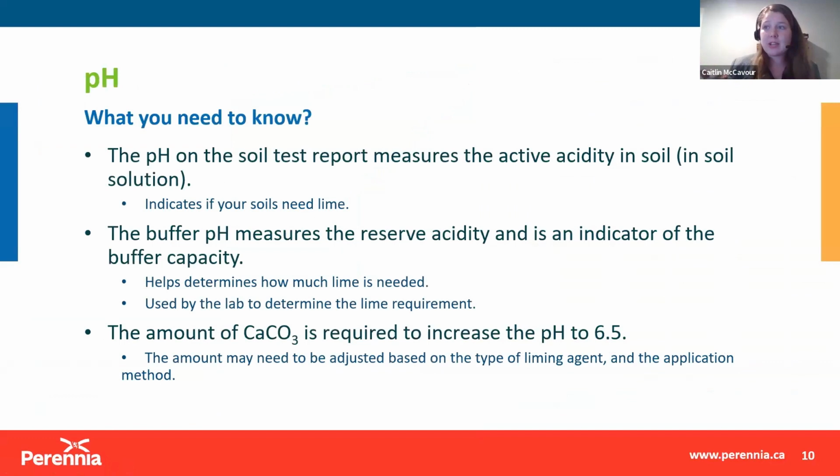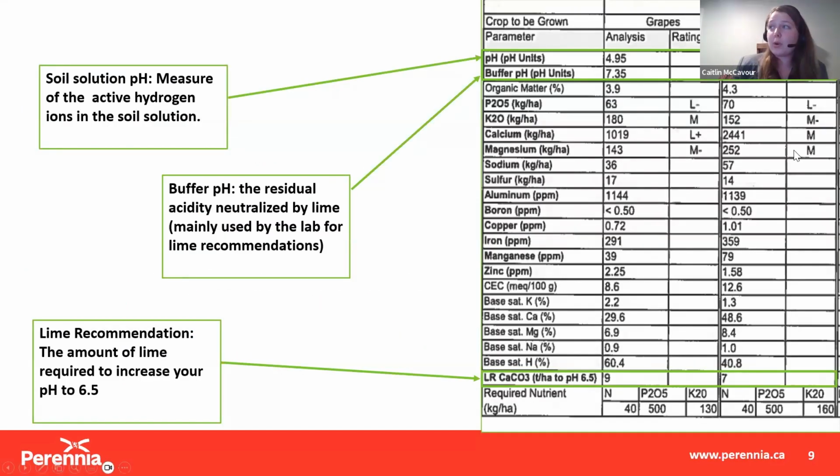And so, as mentioned, the pH measures the active acidity. Basically what this means for producers is that it tells you whether or not you need lime. So in this soil test report, we're looking at low pHs. This is one from a producer that was looking to produce grapes, but this was from before the vineyard would have been established. So this tells you that, yes, you need lime. You're below that ideal range for that crop.